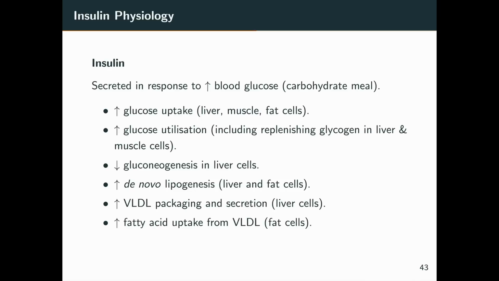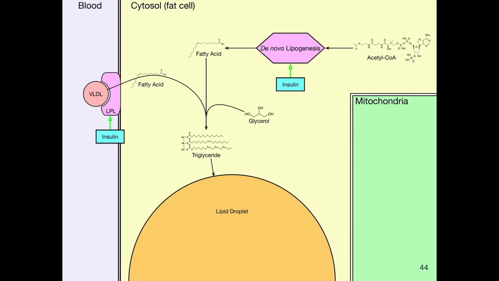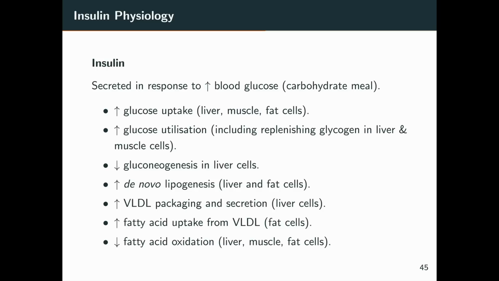In fat cells, insulin upregulates fatty acid uptake from that VLDL, and that's through upregulating the expression of lipoprotein lipase. And so the fatty acids are taken up by the fat cell and stored in the form of triglycerides in these lipid droplets. And lastly, insulin downregulates fatty acid oxidation, because if we've got lots of glucose around, we should be burning the glucose rather than burning fat.